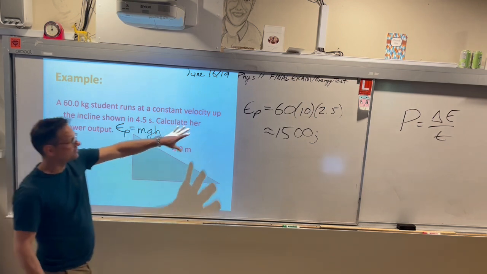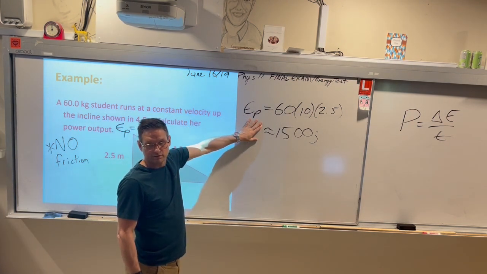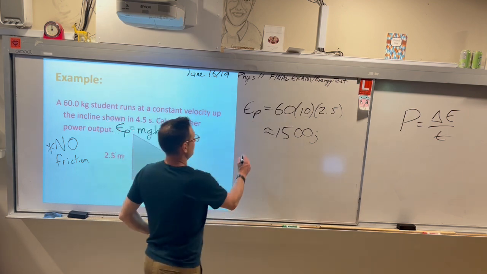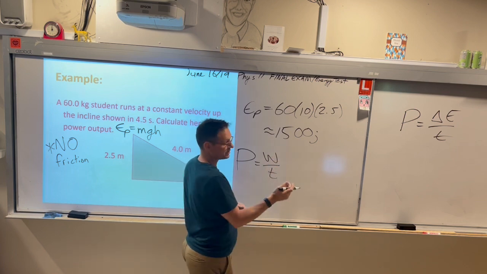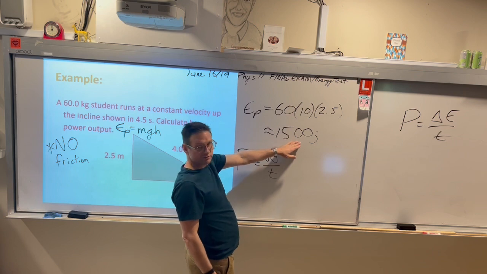So is this energy or power? Energy. This is energy, right? Okay, so how do I find the power then? Divided by the time. Good. So my power is my work over time, or my change in energy over time. This is the change in energy.